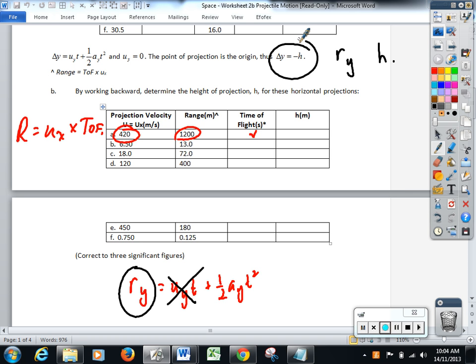Right. Height is actually negative ry. Okay? Because we're talking about height as a real value here, and ry is a mathematical depiction of where it is in reference to the origin, isn't it? So I want to take a few moments now and do B, please.